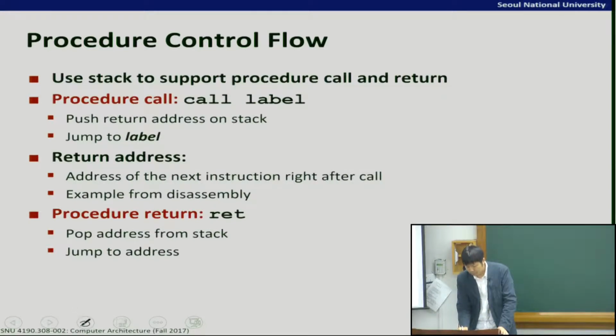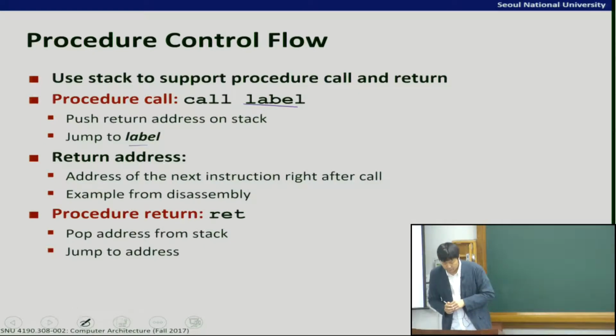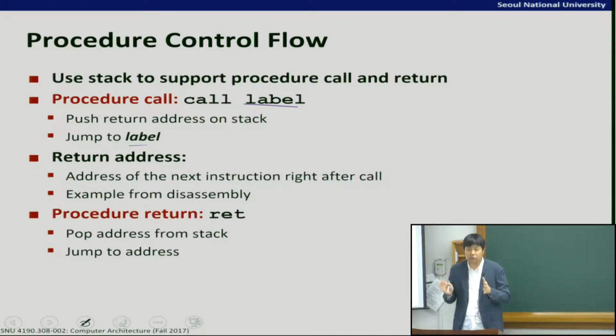And then you jump to the label, okay? That's what this call instruction does. The return address is the address of the next instruction right after the call, because that's where your program comes back after you're done executing the called function, right? So that's the return address.